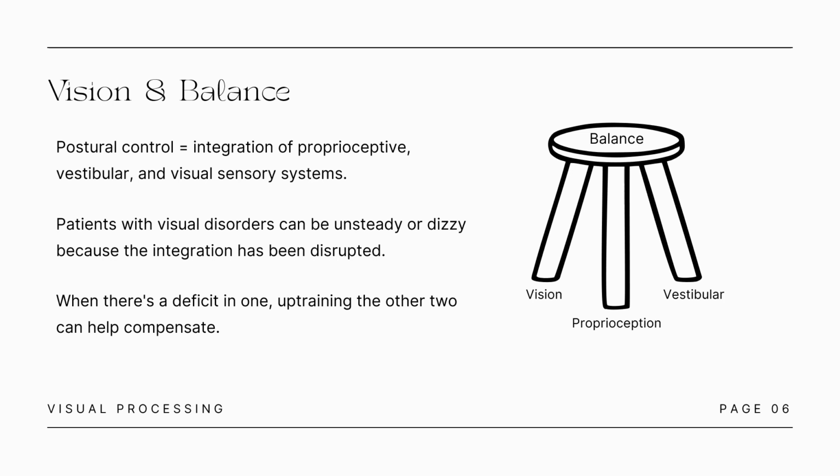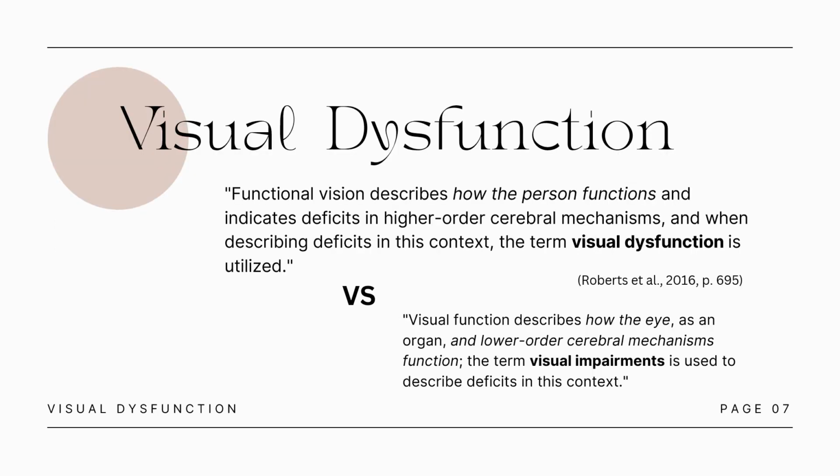If you have a patient with a visual processing disorder, training on balance can support their vision. And all of that needs to go together to create an efficient balance system and prevent falls. I'm using the term visual dysfunction here to describe deficits in how the person functions. This is different than the visual impairments we talked about in the last video, which describe how the eye functions. So our definition here is functional vision describes how the person functions and indicates deficits in higher order cerebral mechanisms. And when describing deficits in this context, the term visual dysfunction is used.